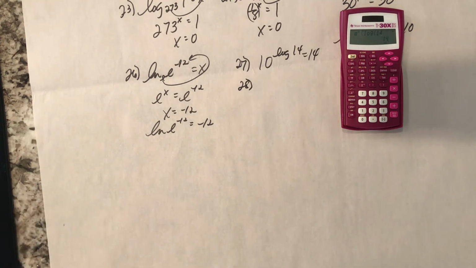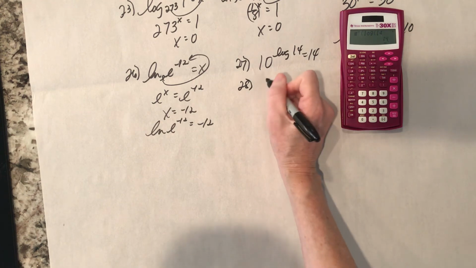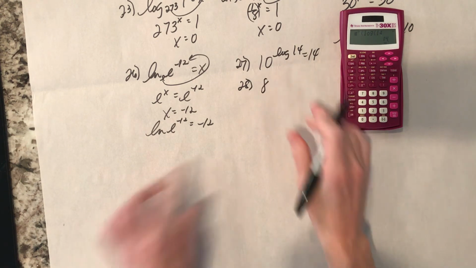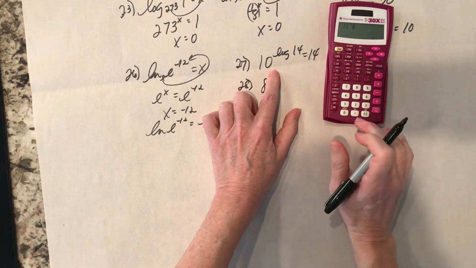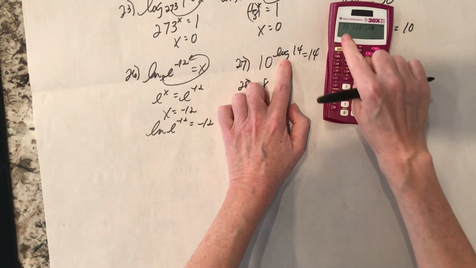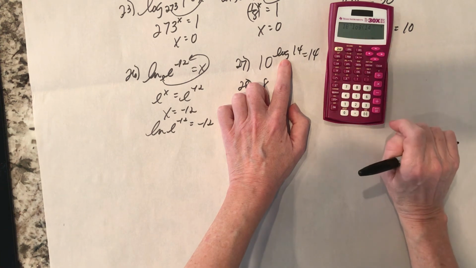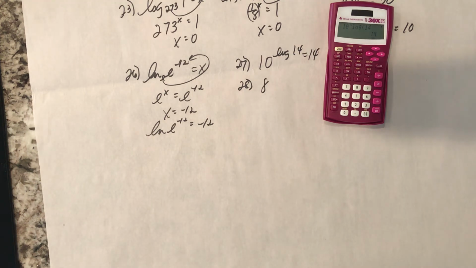Let's look at number 28. We've got, again, similar, oh, I want to go over this one again. I want to use the other key. So if we use 10 to the x, then you're still just going to put in log of 14 there, and that's still 10 raised to the log of 14. Hit the equal sign, and you'll get a 14.